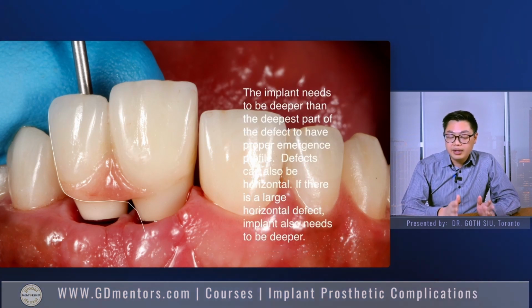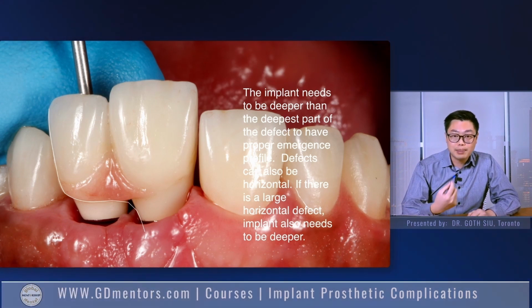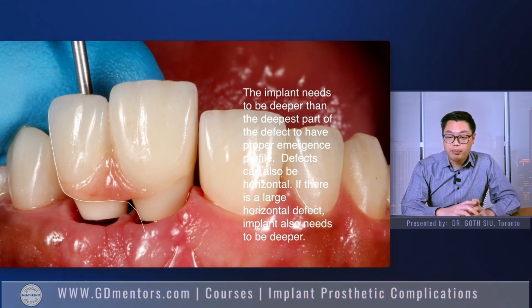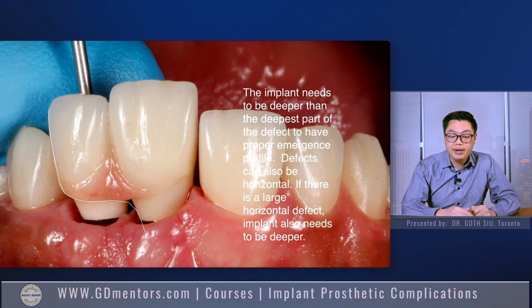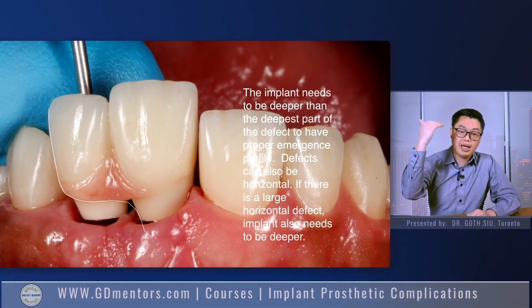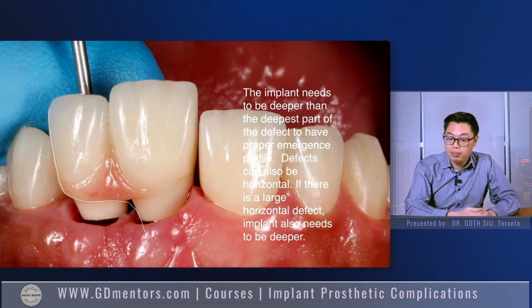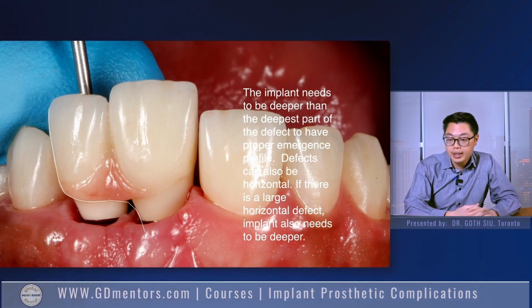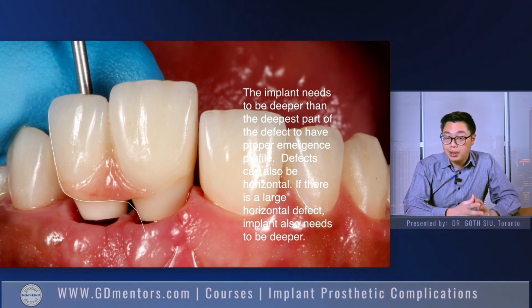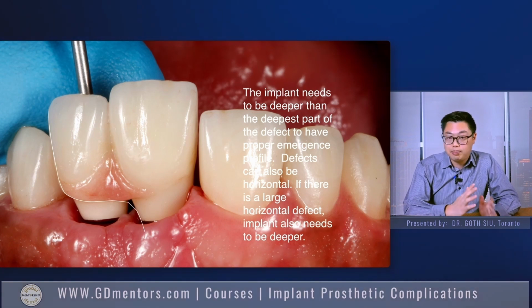If the plans are for pink porcelain, okay, the implant should be at the deepest part of the defect for proper emergence profile. Okay, so if the implant is placed too incisally and the defect goes apically, then the porcelain needs to go apical to the implant platform. That's basically a ridge lap, right? So if pink porcelain is planned, the implant should be deeper than, you know, at the deepest part of the defect.